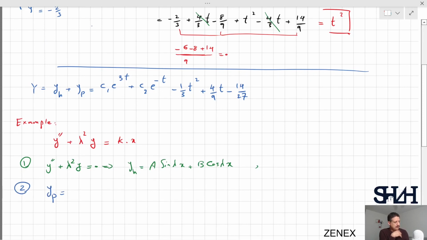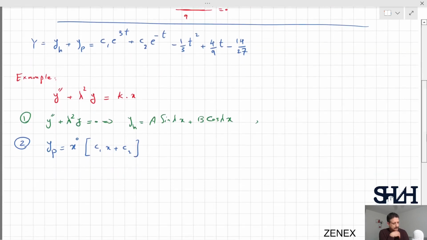Particular solution will be x to the power of s, which is 0, times, now it's first order, so it will be c1x plus c2. So particular solution is c1x plus c2. The first derivative will be c1 and the second derivative will be 0. So if the solution is kx, then the second derivative will always be 0.